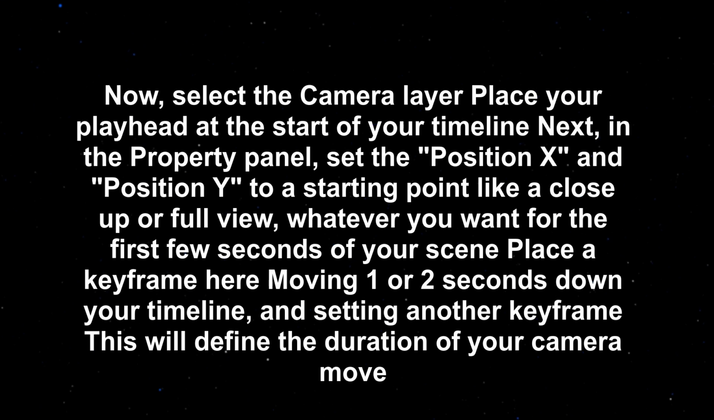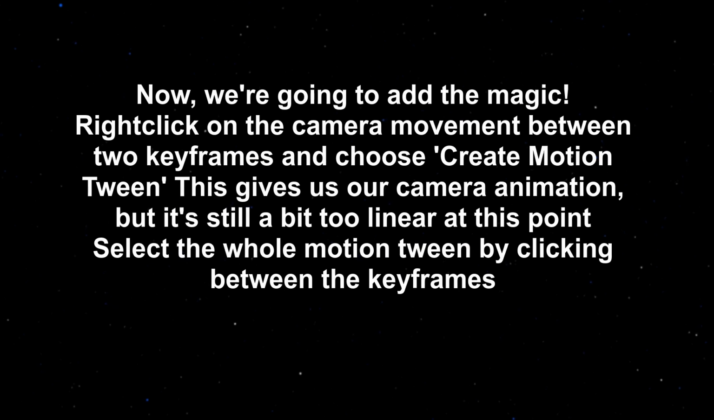Place a keyframe here, then move 1 or 2 seconds down your timeline and set another keyframe. This will define the duration of your camera move. Now, we're going to add the magic. Right-click on the camera movement between the 2 keyframes and choose Create Motion Tween. This gives us our camera animation, but it's still a bit too linear.